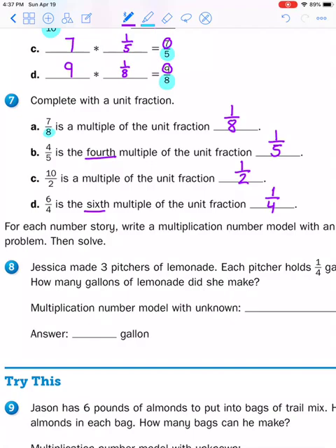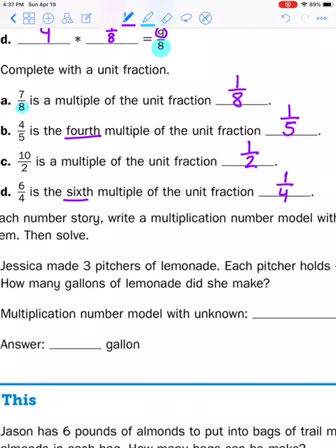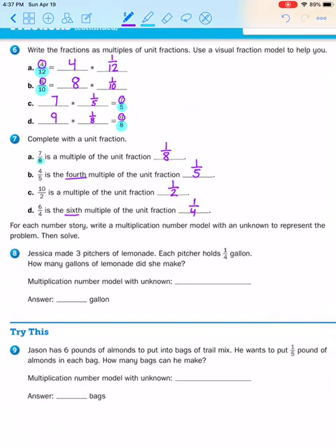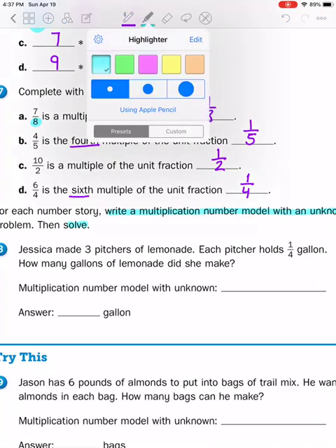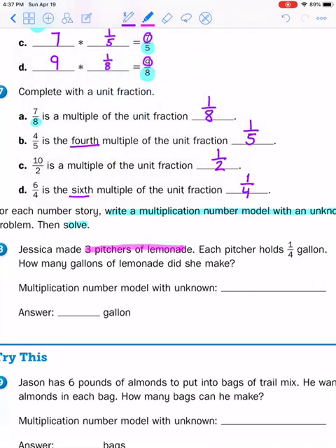All right, next set of problems. For each number story, write a multiplication number model with an unknown to represent the problem, then solve. So what they want us to do is to write a multiplication number model with an unknown and then solve. So let's look at this word problem. Jessica made 3 pitchers of lemonade. Each pitcher holds 1/4 gallon. How many gallons of lemonade did she make?